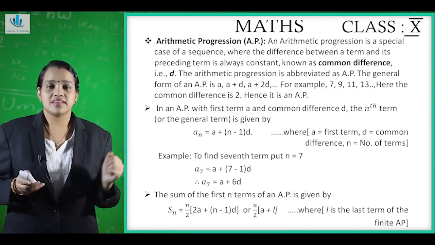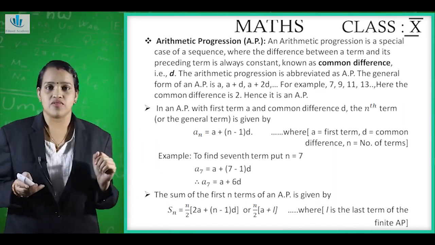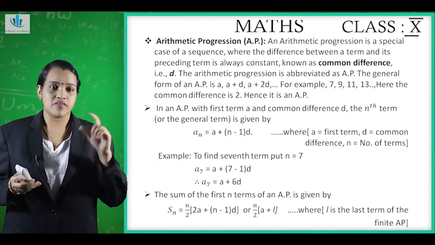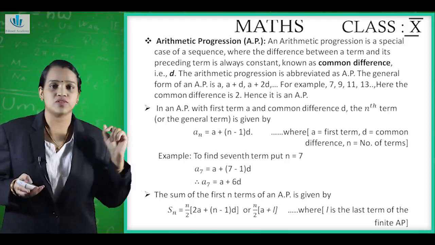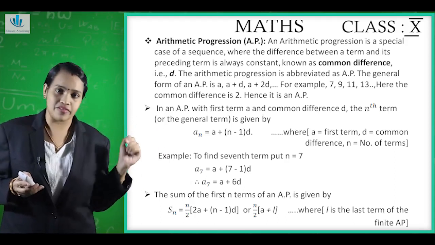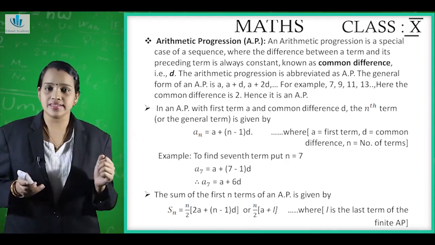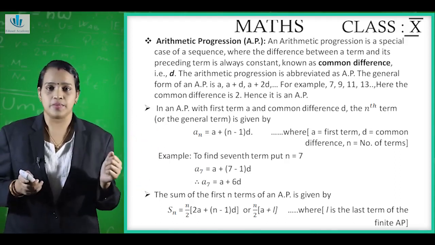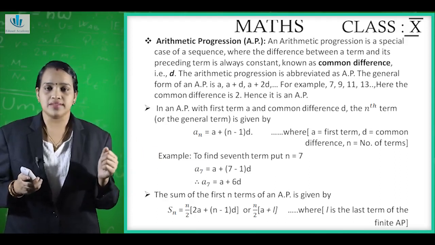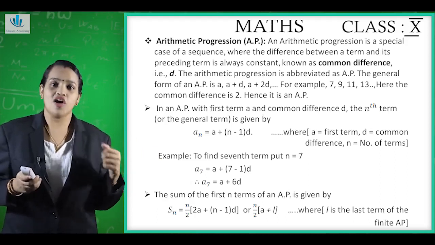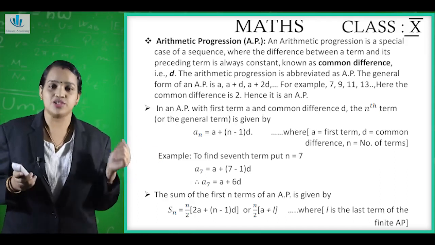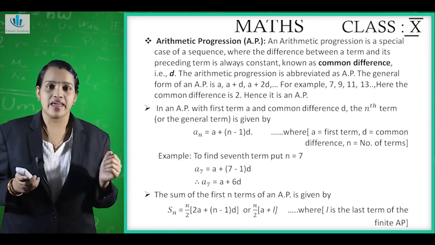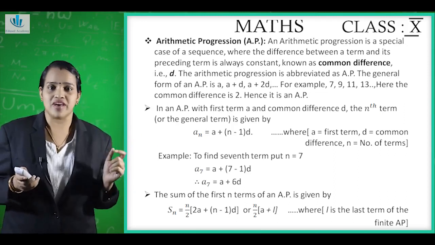Now the next is the sum of the first n terms of an AP. When we have to add the first to nth terms, how can we find it? We can find it with the formula Sn is equal to n upon 2 into (2a plus (n minus 1) d), or we can use one more formula, n upon 2 into (a plus l). L is the last term of an AP.